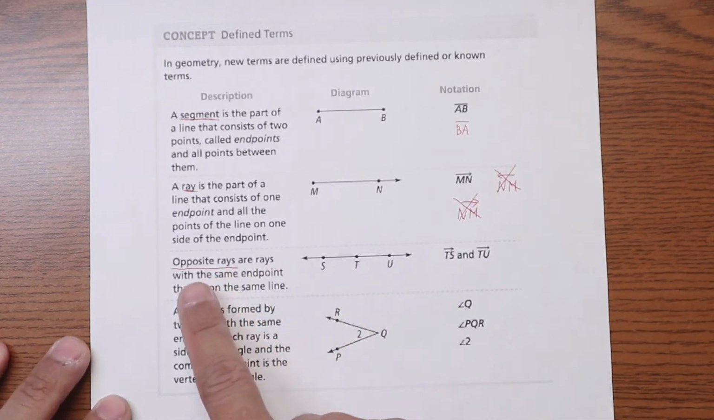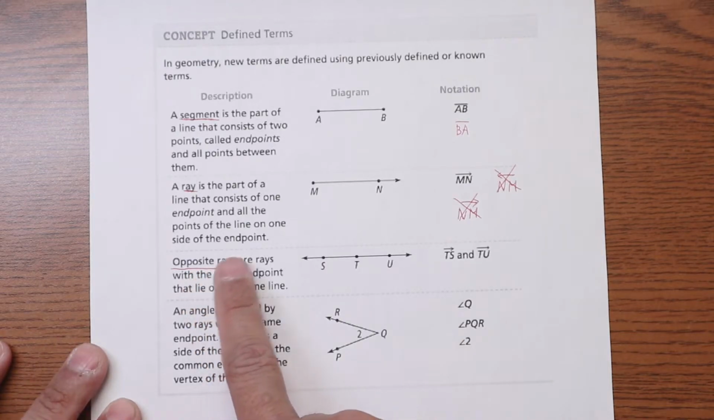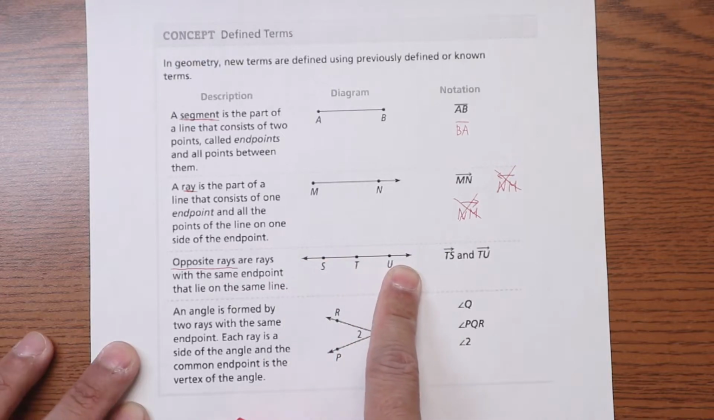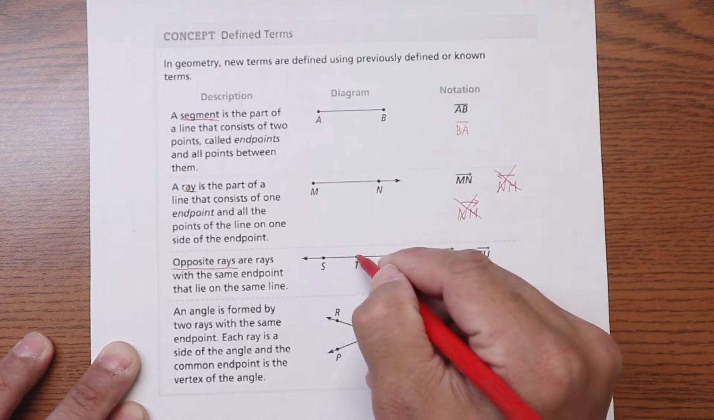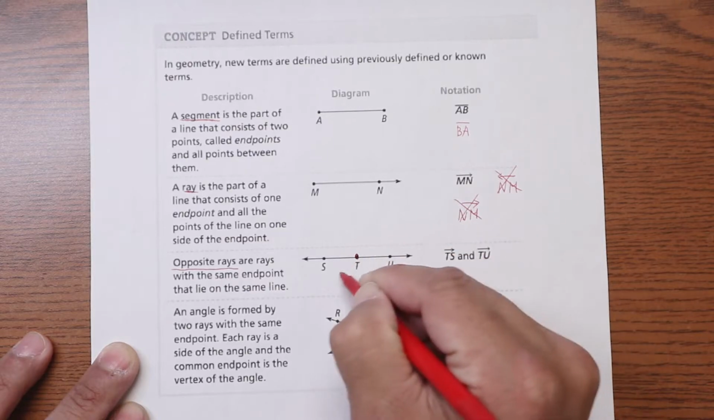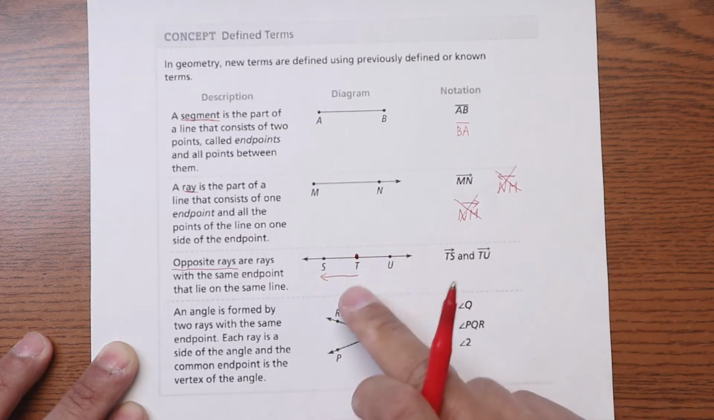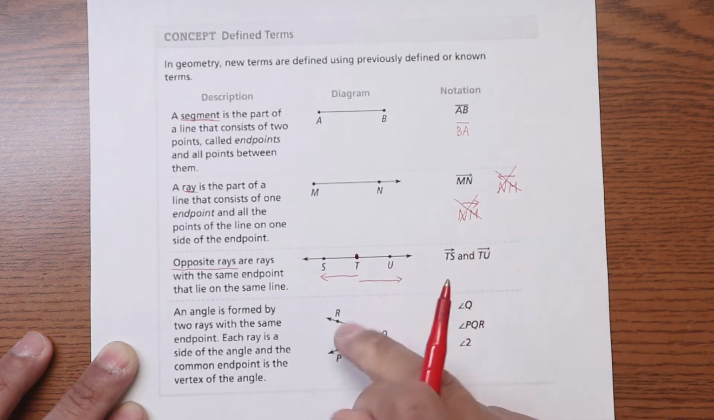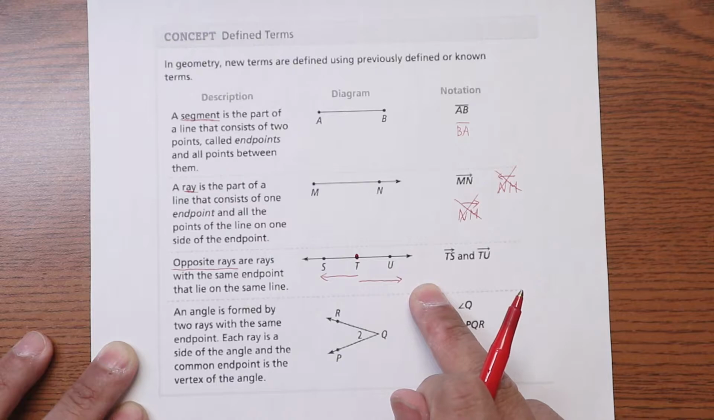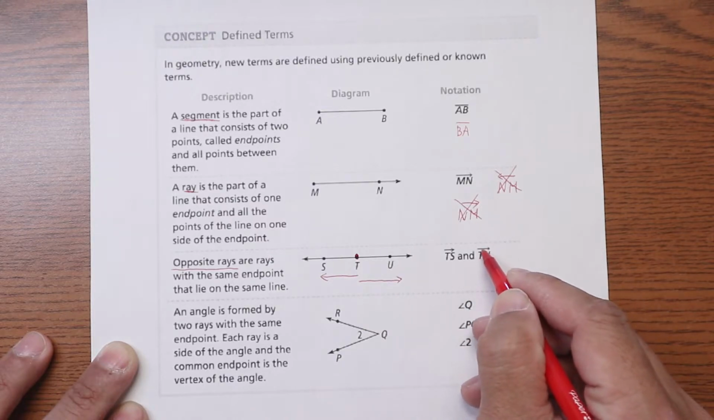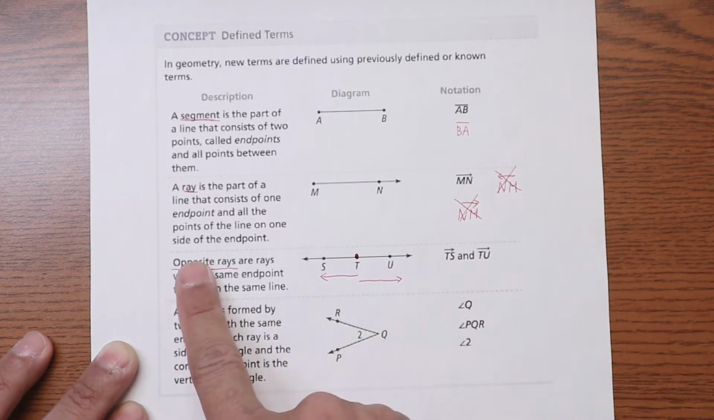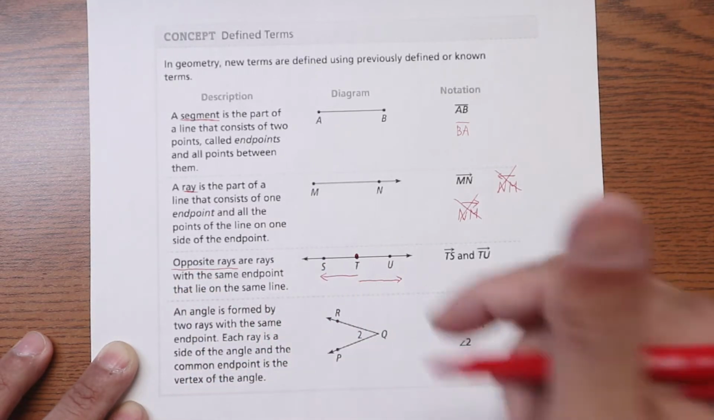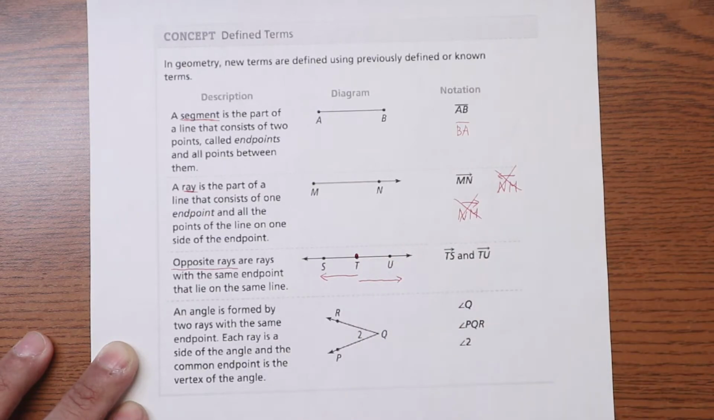Well, the next term is called the opposite rays. And opposite rays are rays with the same endpoint going into opposite directions. So there are two rays here. They both start at T, and one shoots to the left, which is ray TS, which is right here. And then the other one shoots to the right, which starts at T and goes in the right direction, which is the ray TU. And the reason that it's opposite is because they're going in opposite directions. One to the left, one to the right, and they start at the same starting point.